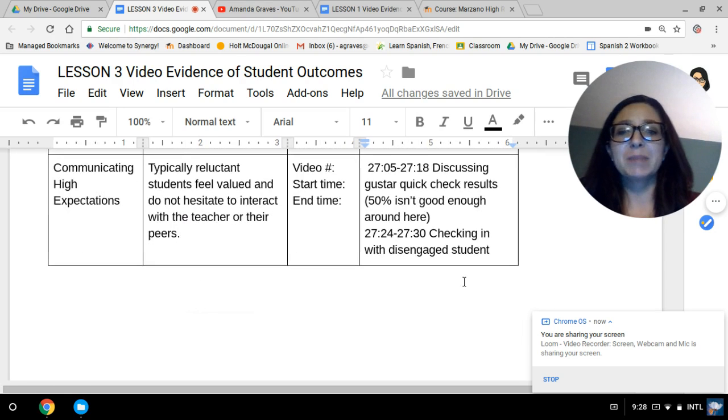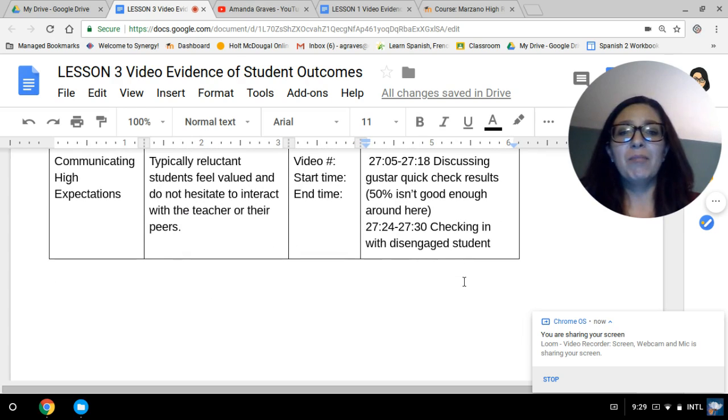Communicating high expectations during this lesson: before we did our second rotation through direct instruction, I took a break again to tell them why we were going to be doing Gustar again. We'd taken a quick check the Friday before, and I just wasn't happy with the results. I reminded them 50% is not good enough around here. About 50% of them had gotten 80% or higher, which is what I require on basic checks.